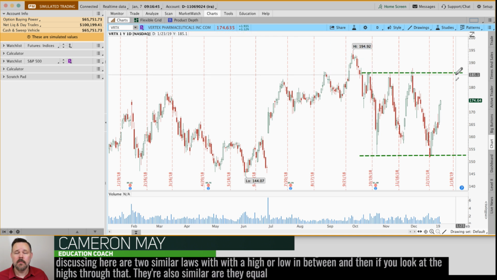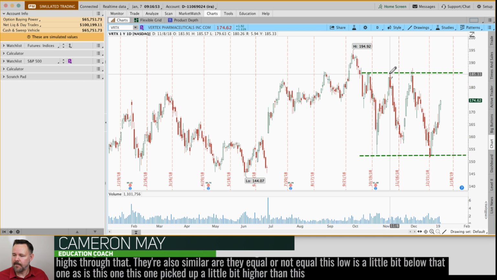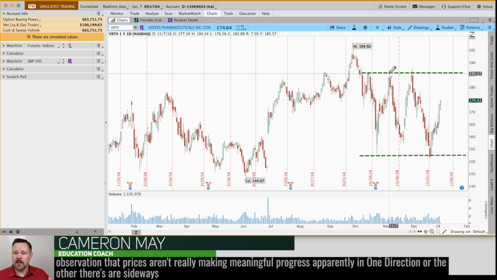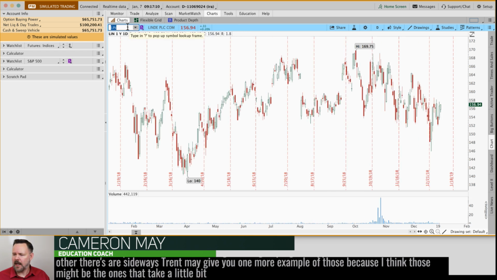Are they equal? No, they're not equal. This low is a little bit below that one, as is this one. This one peaked up a little bit higher than this one, but it's just a general observation that prices aren't really making meaningful progress, apparently, in one direction or the other. There's our sideways trend. Let me give you one more example of those, because I think those might be the ones that take a little bit more practice.